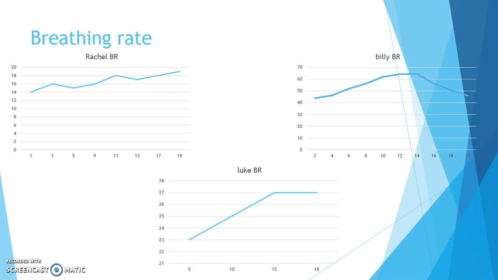Luke's breathing rate increases at a constant rate from 5 to 15 minutes. The increase is of 4 breaths per minute. It then plateaus from 15 to 18 minutes, which suggests he's reached steady state. This means that the chemoreceptors won't be detecting any more oxygen in the blood, as the muscles are being supplied with enough oxygen. Therefore, the breathing rate remains at a constant level.